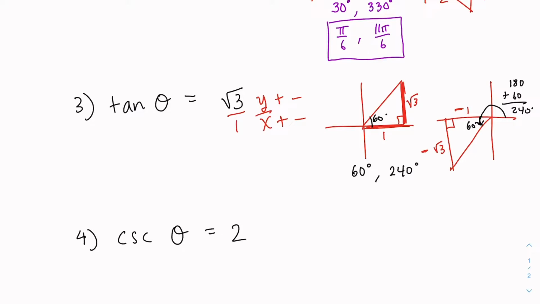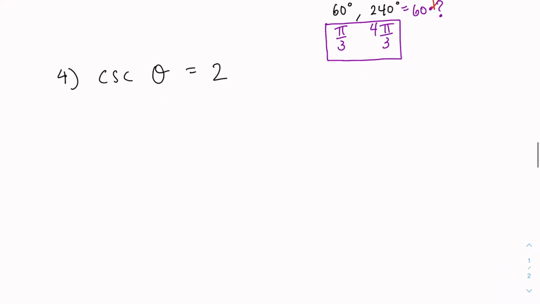Now let's, final step, convert this to radians. So 60 is pi over 3, and 240 is a multiple of 60, so we'll also have a pi over 3. And the question is, 60 times what gives me 240? The answer is 4, so my 60 times 4 is 240, so we have 4 pi over 3. Let's do number 4.